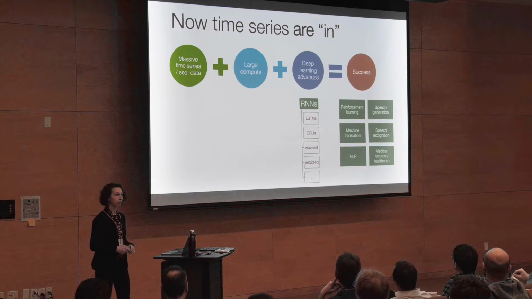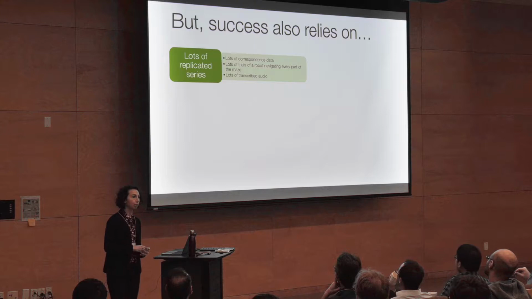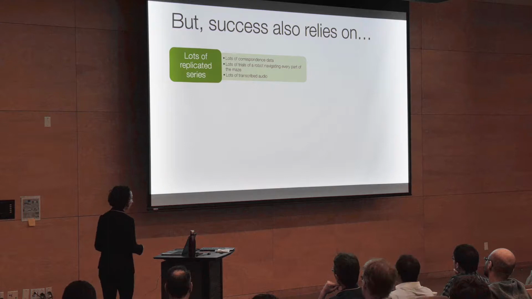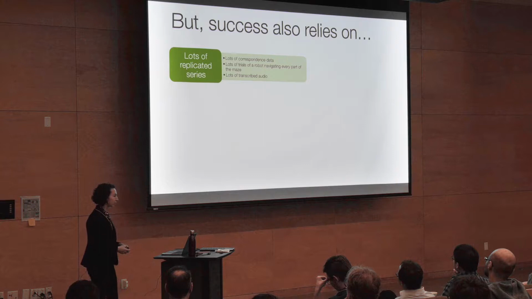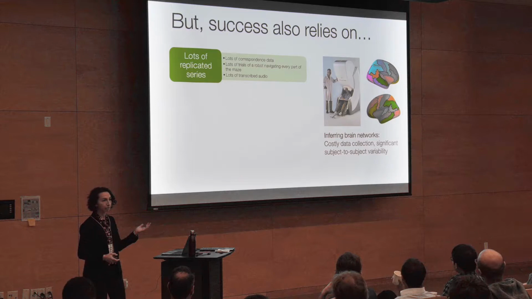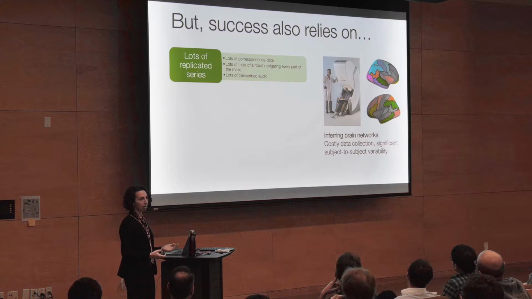But the success in these cases really relies on three critical components. One is the fact that we have this massive data in the first place. So when we're thinking about time series, we're thinking about having lots of replicated time series. So maybe we have lots of correspondence data, or lots of examples of a robot navigating every part of a maze, or lots of transcribed audio. But of course, in lots of applications, we don't have that, especially scientific applications. So for example, imagine you're trying to infer networks in the brain. Well, if we're looking at these neuroimaging modalities, it's very costly to collect this data. So we typically only get a few scans per person.